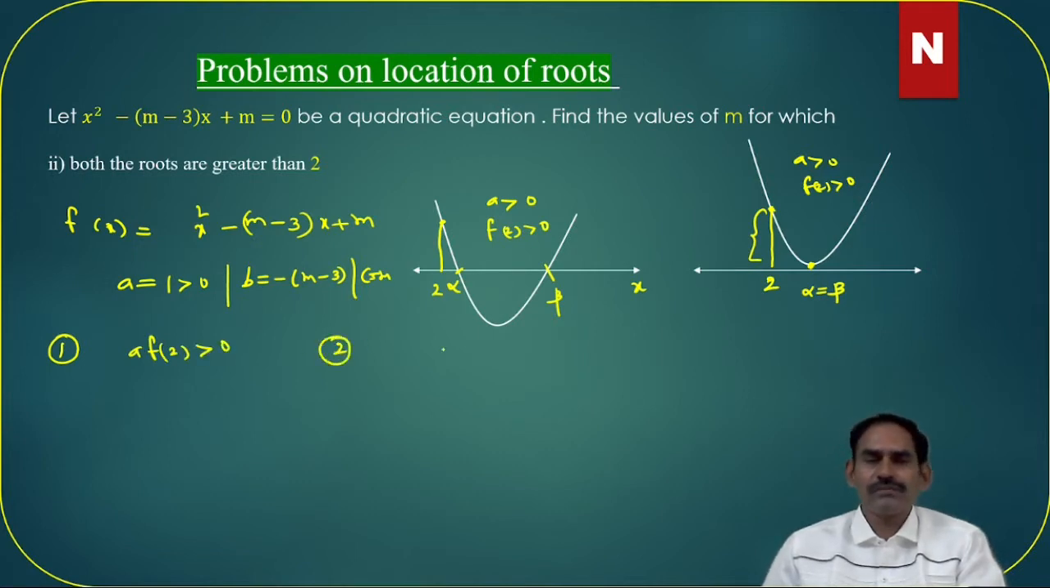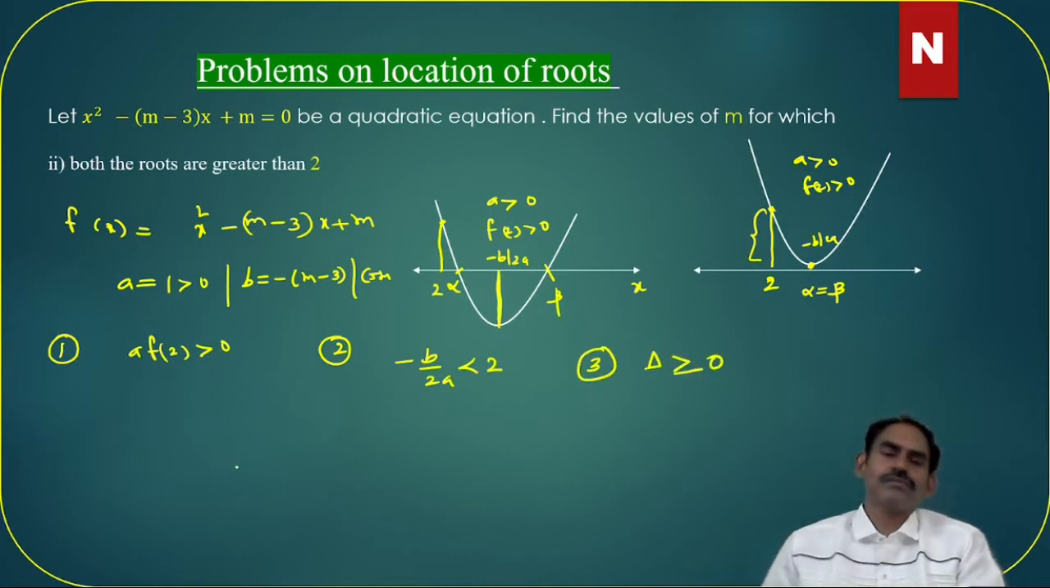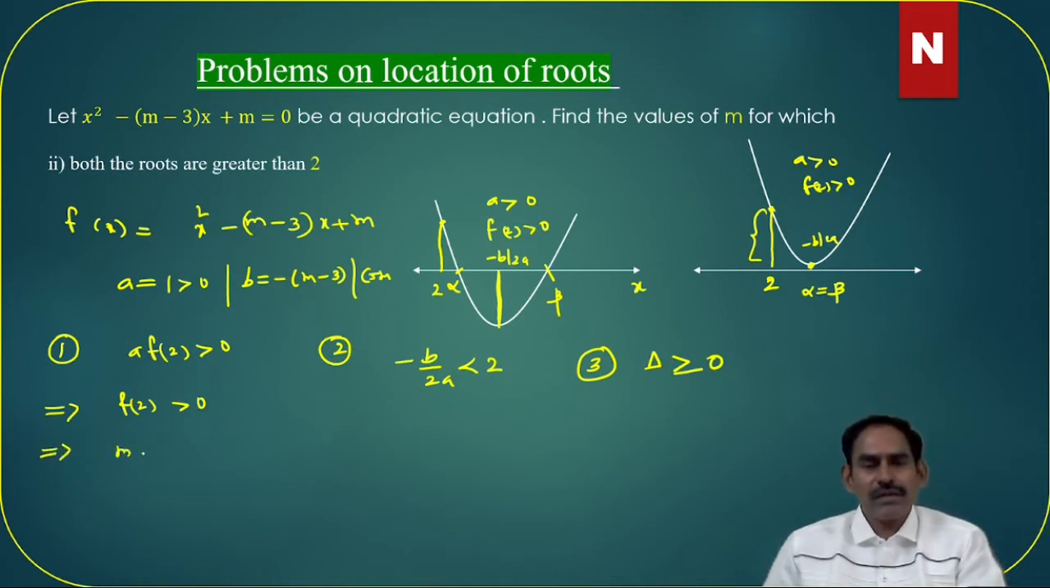Next, condition number 2. Here 2 is exactly to the left side. This is called the x coordinate of the vertex, minus b by 2a. This 2 is exactly to the left of minus b by 2a in both cases. That's why we are including the nature of the roots: the discriminant is greater than or equal to 0. So a into f of 2, a is 1, that means f of 2 is greater than 0. We already solved this value in the previous question. After solving this I am getting m belongs to minus infinity to 10.